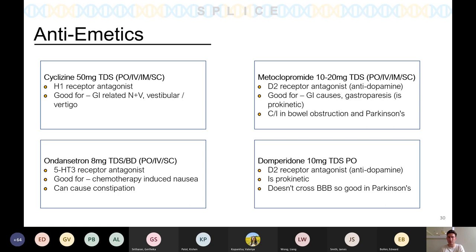Domperidone is also anti-dopaminergic, but it doesn't cross the blood-brain barrier, so actually is quite useful in Parkinson's disease. Ondansetron is used predominantly to prevent chemotherapy-induced nausea and vomiting. Each will have their own usage, but basically the one I mainly remembered was cyclizine. And I found that cyclizine, 50 milligrams TDS, is quite a good option if you need an antiemetic and you don't really know what to go for. That's a good dose just to have in mind.